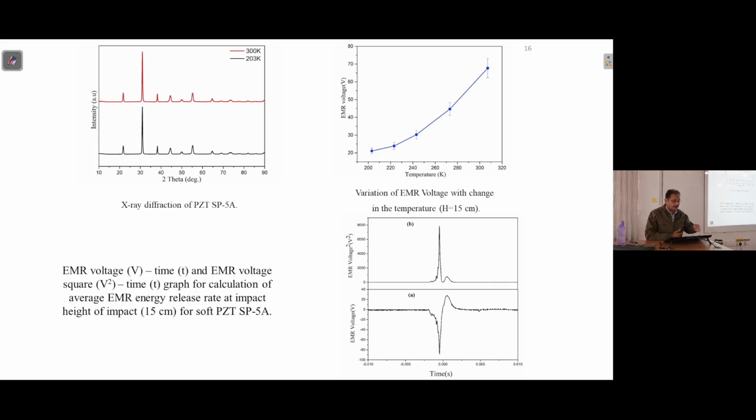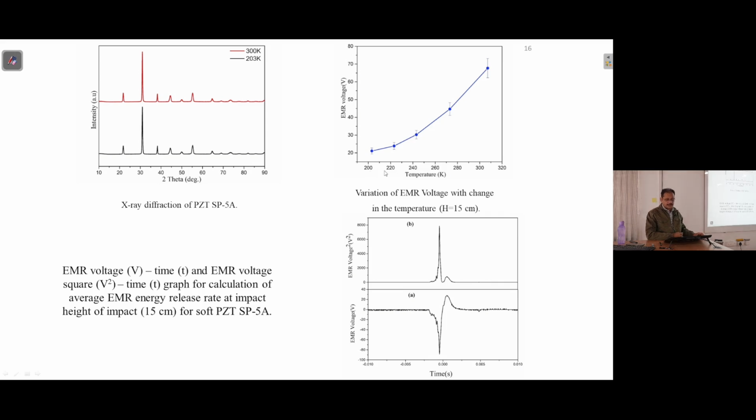And this is again the XRD pattern for the PZT material, and then you have this variation of EMR voltage with the temperature. Yeah, so we see at low temperature lower signal and at higher temperature higher signal. So actually the experiment in a way was opposite. This is the room temperature, and beyond that we continue to decrease it. For increasing temperature a decreasing trend was observed, and for decreasing temperature also we observe a decreasing trend. Okay.